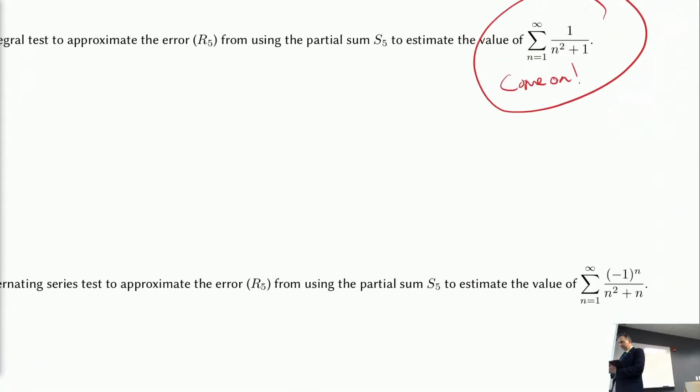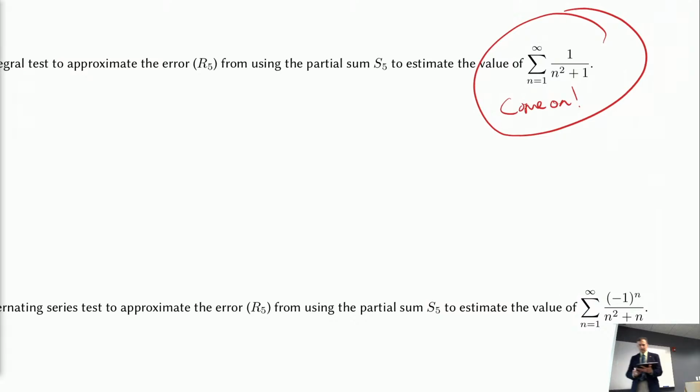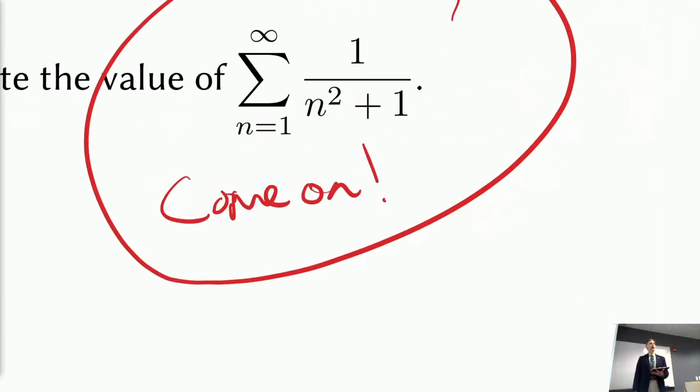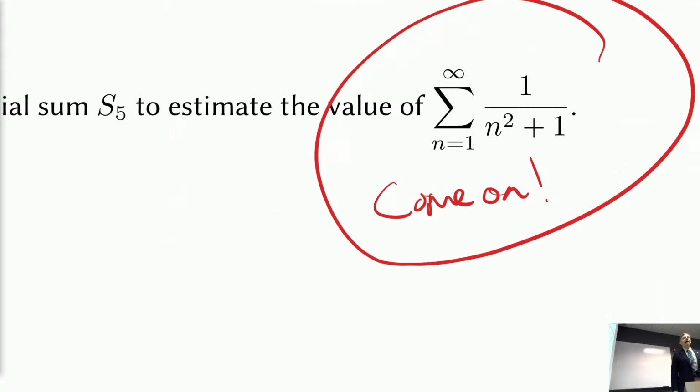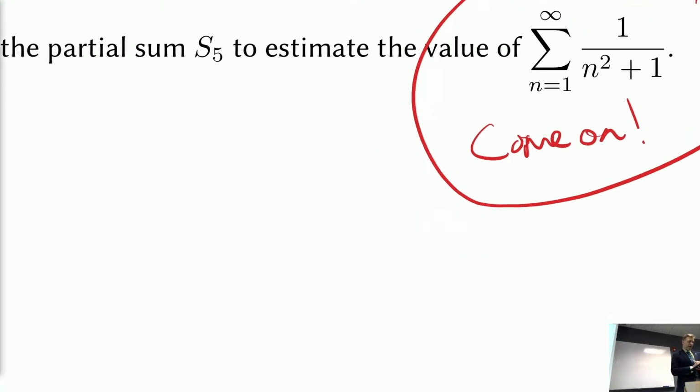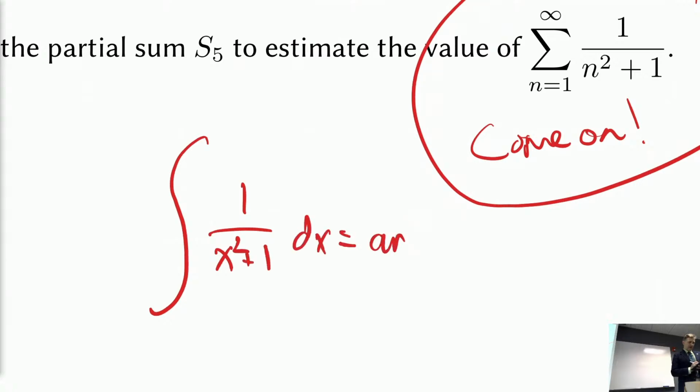Okay, is that it? Yeah, there's probably other things that made me cranky. Oh, this one. Come on! Is it because I didn't bring my mug? Come on. You should know this by now. You know this is on every single test. Come on. Integral of 1 over x squared plus 1 is arctan.